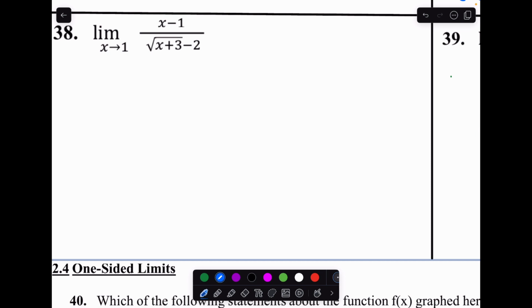Question 38. Limit when x is approaching 1, x minus 1 over square root of x plus 3 minus 2. We need to multiply by the conjugate.